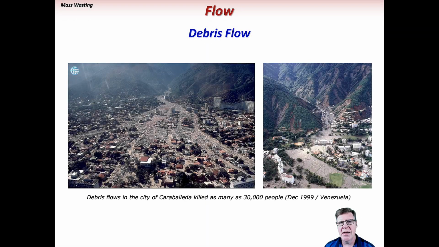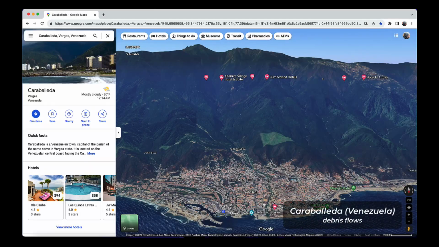In December 1999, intense rainfall triggered 1.8 million cubic meters of debris flows, which flowed through Caraballeda, Venezuela, and killed as many as 30,000 people. Many buildings were washed out to sea during this event. The coastal areas of north-central Venezuela are infamous for mass wasting events like mud flows and debris flows.